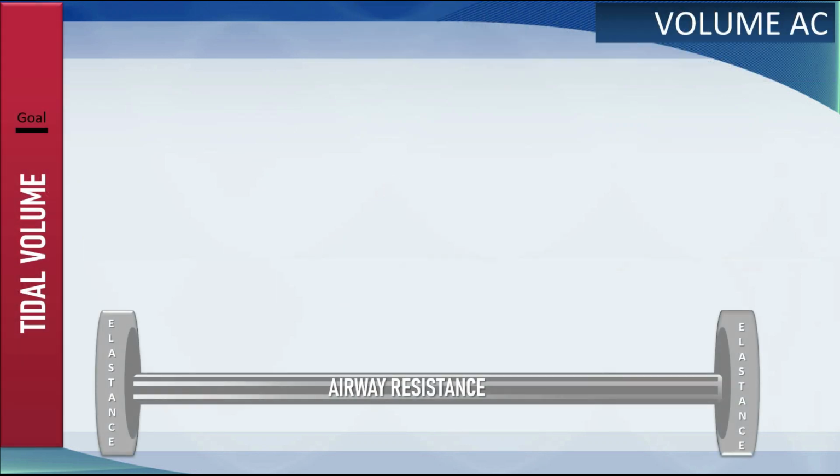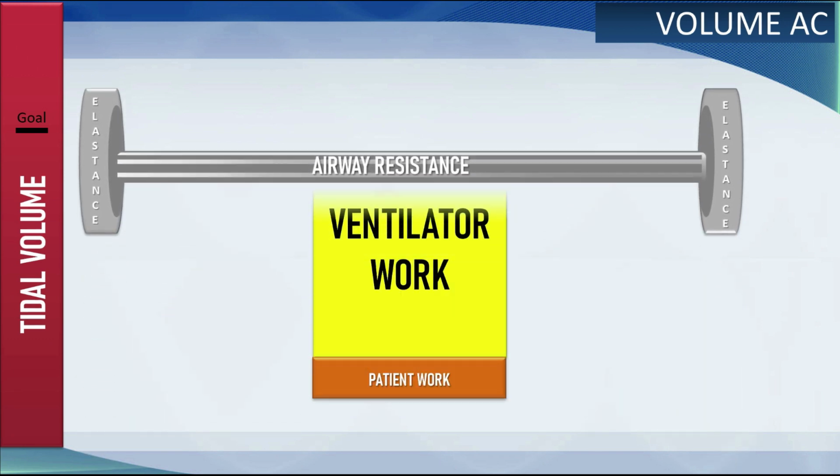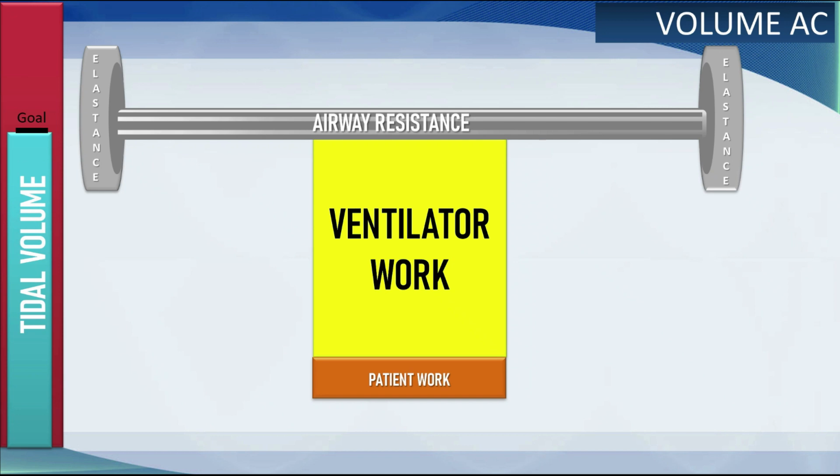Now let's put the patient on volume assist control. In this mode, the patient triggers the ventilator and the ventilator does all of the subsequent resistive and elastic work. The major advantage of this process is that the patient can trigger the ventilator, and regardless of compliance and resistance, the ventilator will do the heavy lifting. Hence, if elastance increases, tidal volume is maintained.